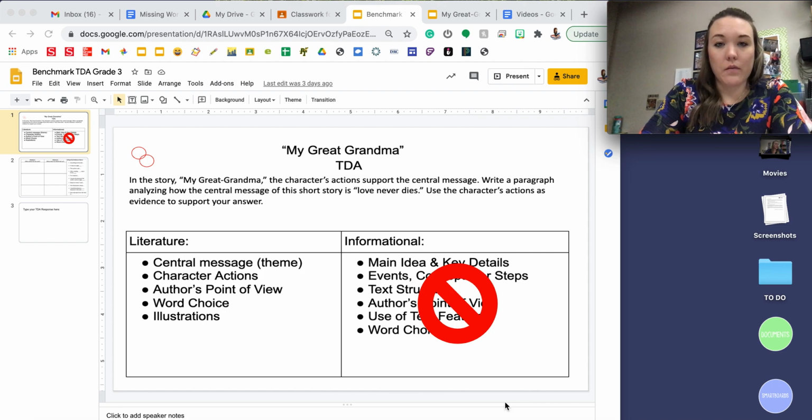While you're reading, or while you're listening to me read, we're going to be looking for evidence. So before we can look for evidence, we need to take a look at our prompt. Today, on Monday, you are going to be deconstructing the prompt, reading the story for the first time, and highlighting evidence. Check back tomorrow for the next steps for your TDA assignment.